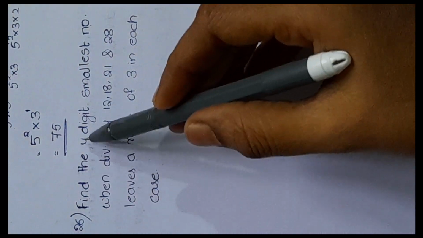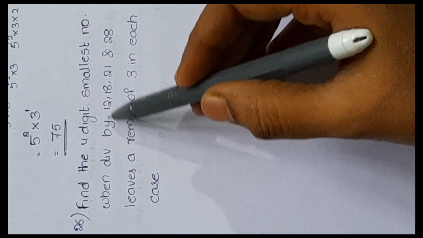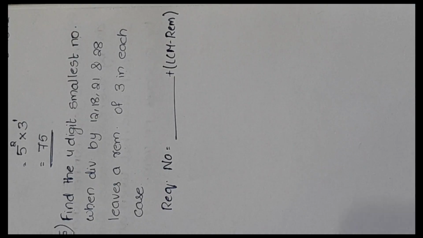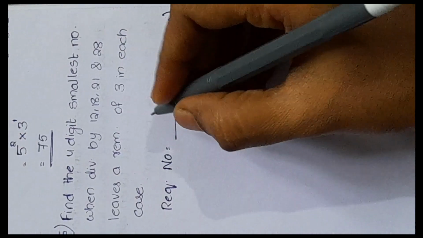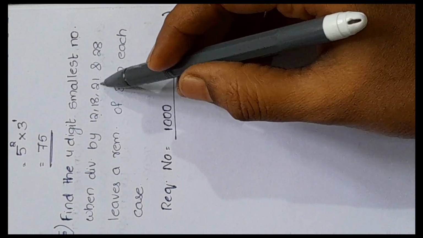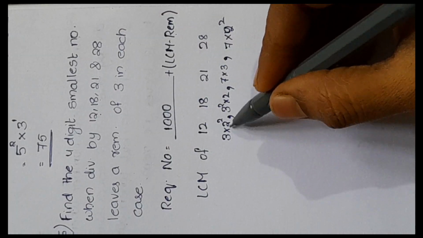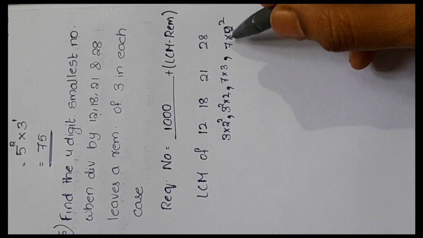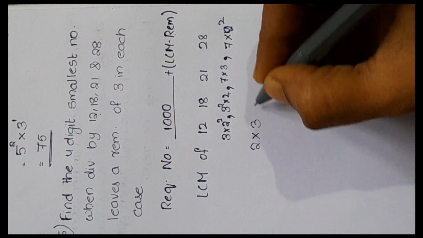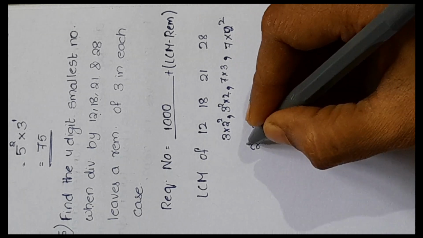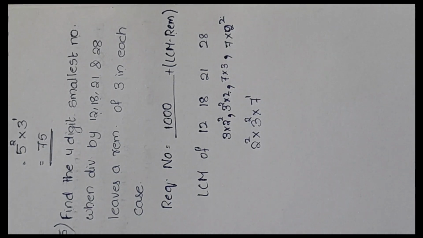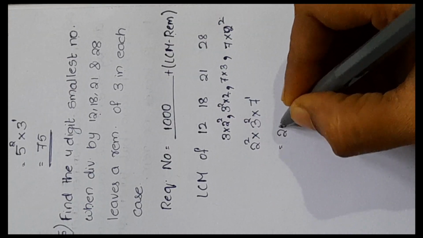Question number 26. Find the 4-digit smallest number which when divided by 12, 18, 21 and 28 leaves a remainder of 3 in each case. Required number is equal to the smallest 4-digit number, 1000, plus LCM minus remainder. We should find the LCM of 12, 18, 21 and 28. The prime factors are 3 into 2 square, 3 square into 2, 7 into 3 and 7 into 2 square. To find the LCM, we should take all the bases with the highest power. So 2 into 3 into 7. Highest power of 2 is 2, highest power of 3 is also 2 and highest power of 7 is 1. The LCM of these numbers is 252.